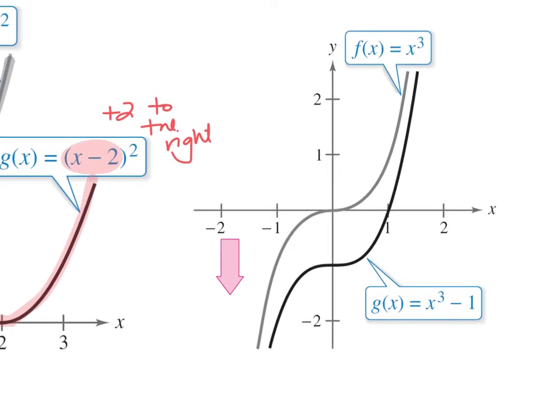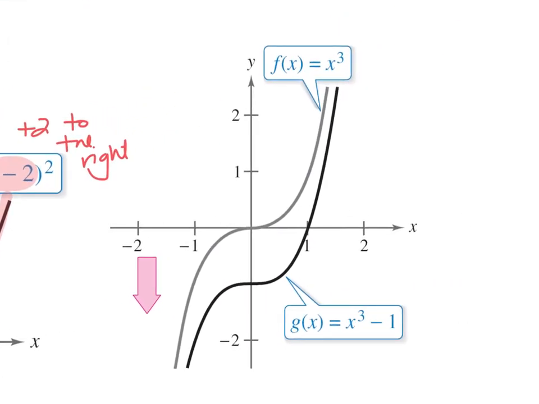So just for example, right away here, here's our cubed function. The original is in gray. That's the lighter one. So this is our x to the third. Now, if we take that and we throw a minus 1 at the end, that means we're going to take that entire thing and move it down 1 unit.